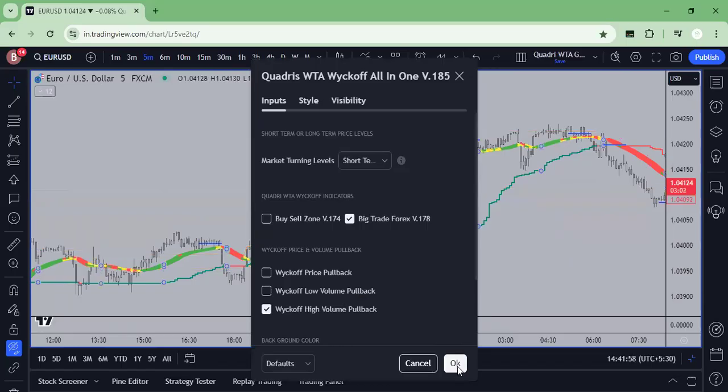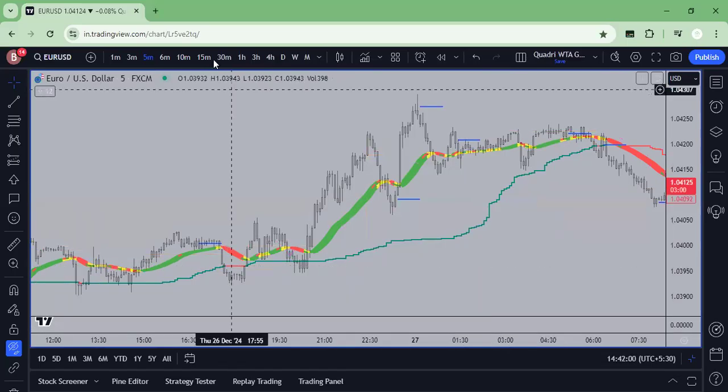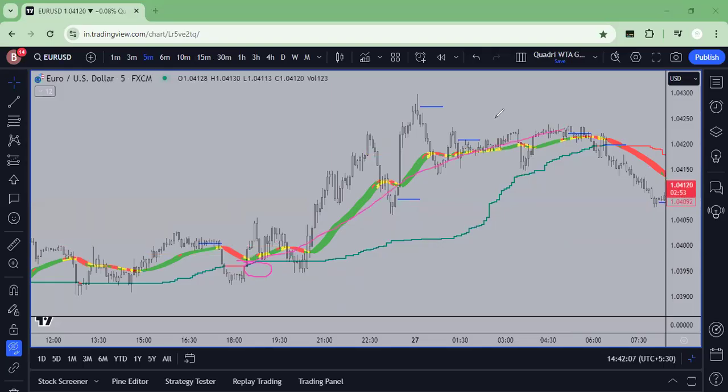Now, what is big trade forex version 178? Big trade forex version 178 is something which gives us a big trading opportunity. Simple by the name, it is simple to understand. If price is going above, you can look for a first pullback, buy here with a stop, and exit.